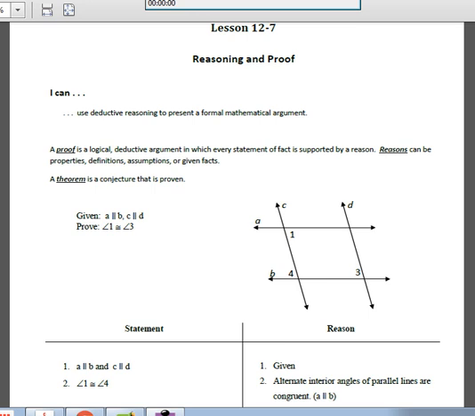Welcome to the video notes for lesson 12-7, Reasoning and Proof. This is the last video for topic 12. Begins on page 38 in your notes packet. Let's go ahead and get started.